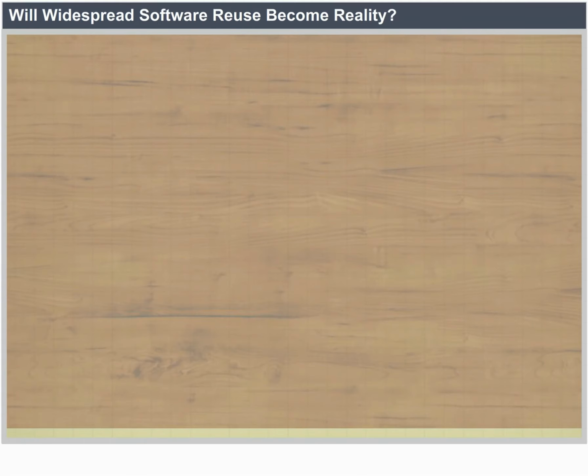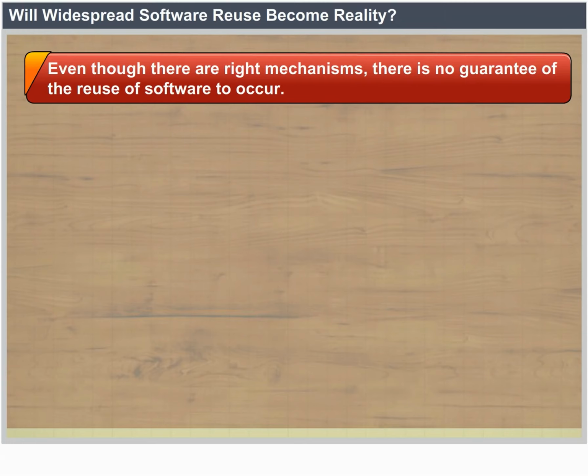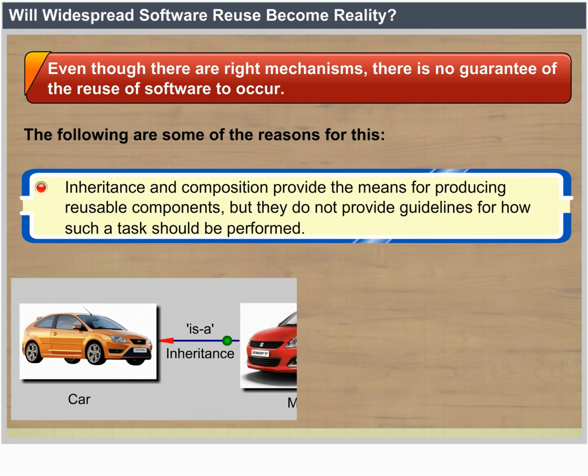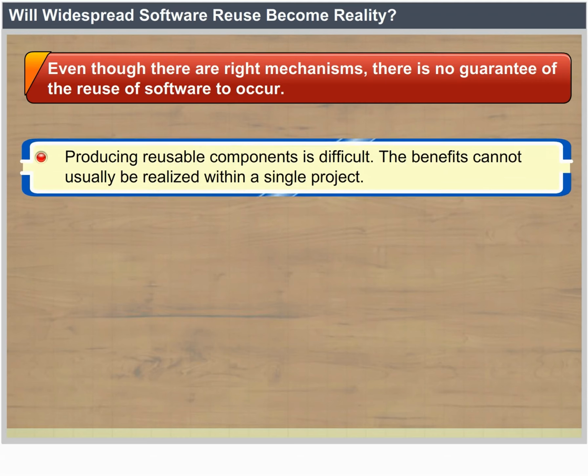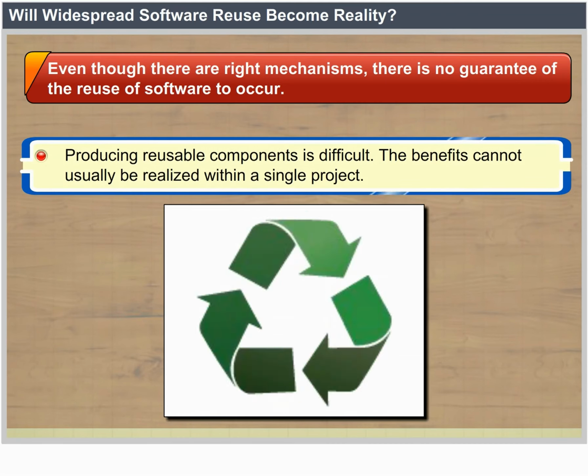Will widespread software reuse become reality? Even though there are right mechanisms, there is no guarantee of the reuse of software to occur. The following are some of the reasons for this. Inheritance and composition provide the means for producing reusable components, but they do not provide guidelines for how such a task should be performed. Producing reusable components is difficult.